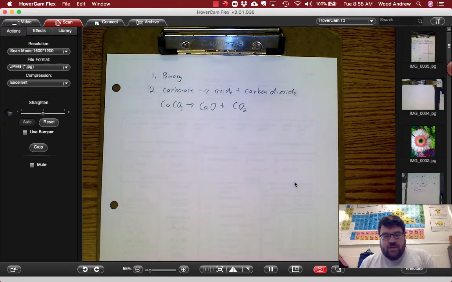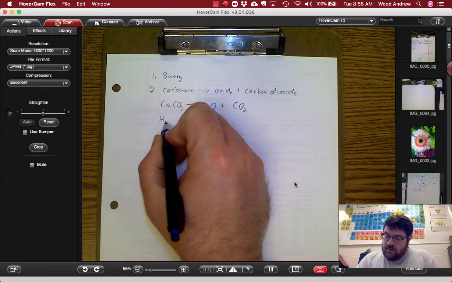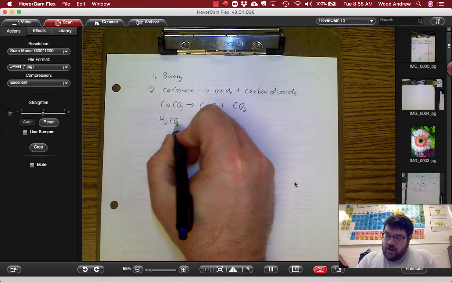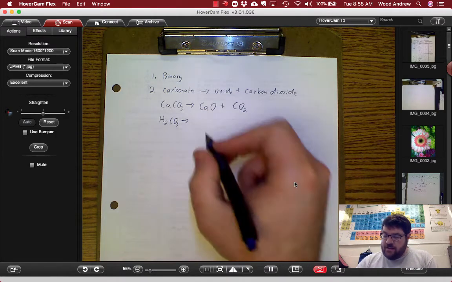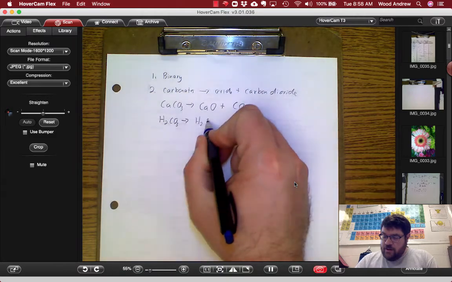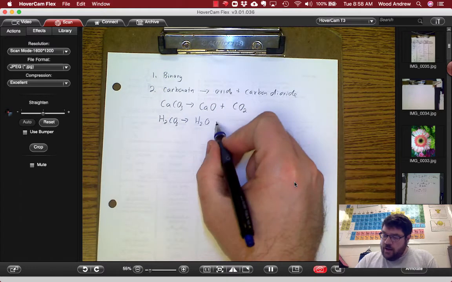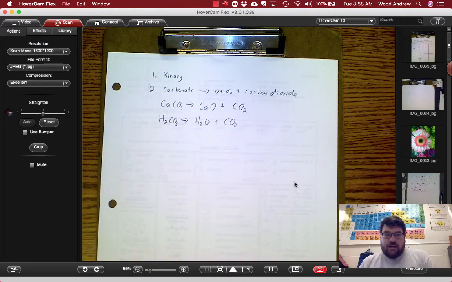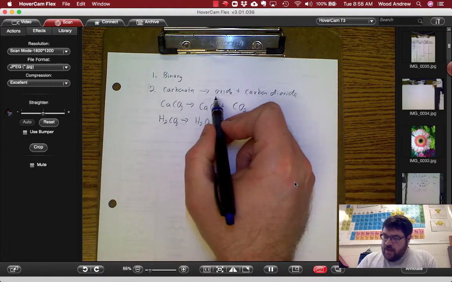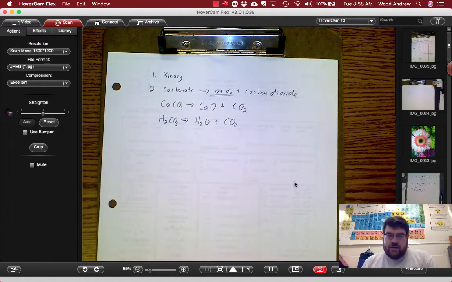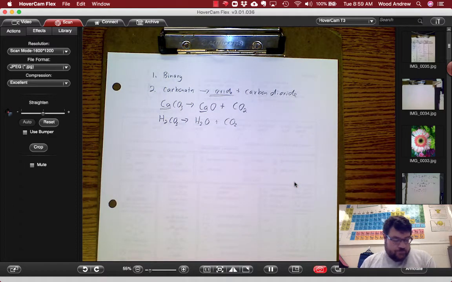If you recall, we've seen this already, right? If you have hydrogen carbonate as a product, what happens to it? Well, it spontaneously breaks down into an oxide, in this case hydrogen oxide or water, and carbon dioxide. So this should be pretty self-explanatory. You just have to remember to make the correct oxide, and the correct oxide, of course, is determined by whatever the substance in front of the carbonate is.